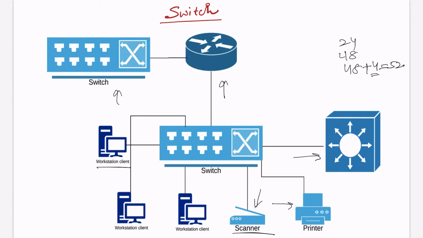Now the question is, why can't we use router for connecting these workstation directly? The answer is that yes, you can use a router to connect workstations directly, but understand that the main functionality of a router is to do routing. That is to receive packets from the device which is connected and then to check the routing table and to forward the packet to the appropriate next hop. This is the main functionality and it's a very costly device.